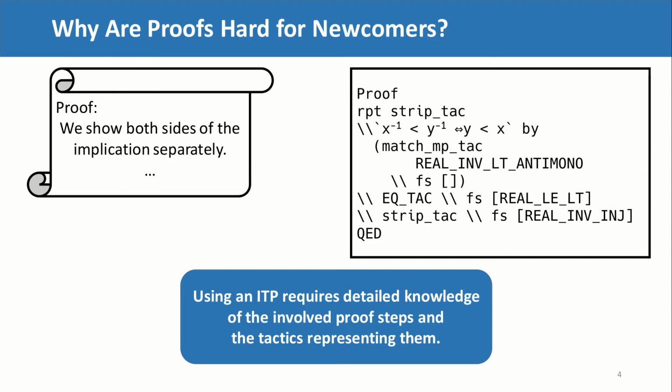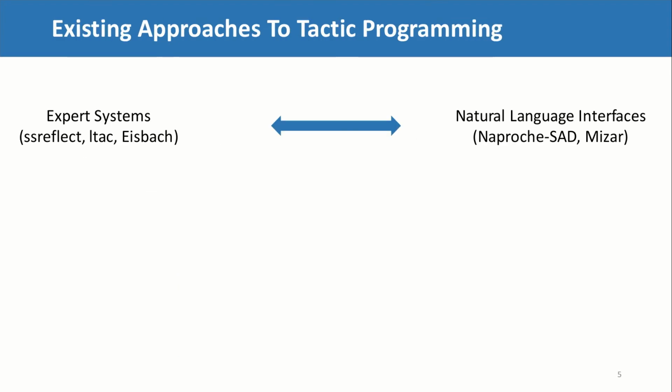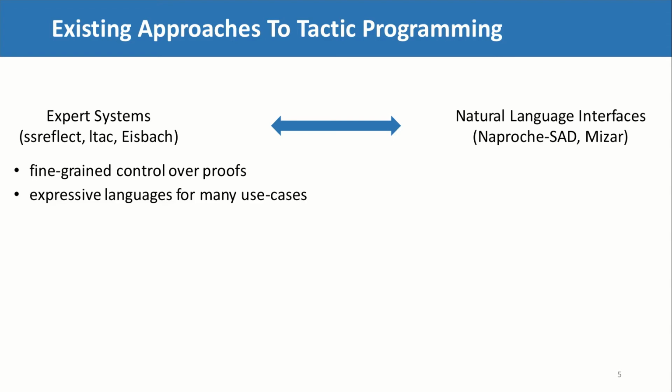There have been past attempts at alleviating this issue by developing different styles or kinds of tactic languages. So let's take a closer look at those. On the one end of the spectrum, we have so-called expert systems like the SSReflect and Ltac languages for Coq or the Eisbach language for Isabelle/HOL. They give fine-grained control over the proof steps that are performed and have very rich and expressive languages that can be used in many different use cases. The downside being that for a novice user, these have an overwhelming number of features, which can make it hard to pick up these languages in the first place.